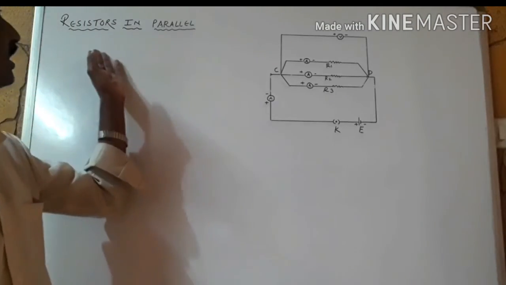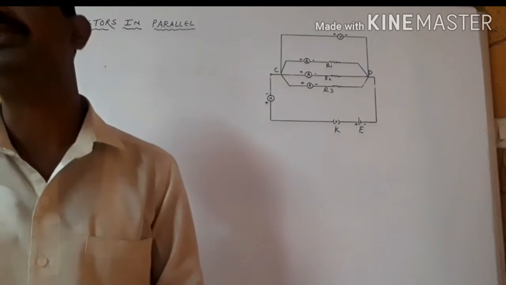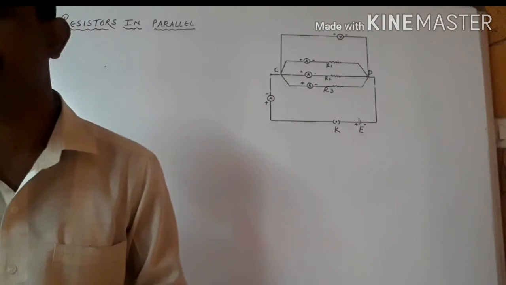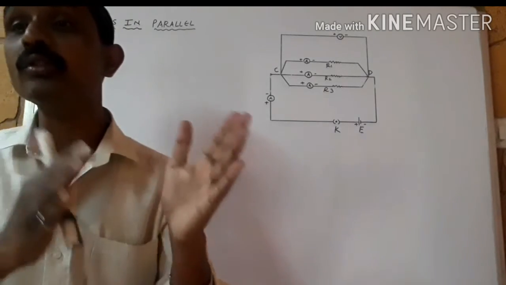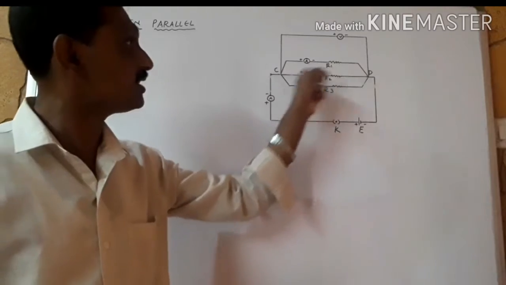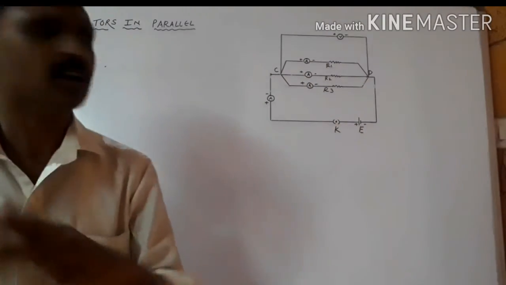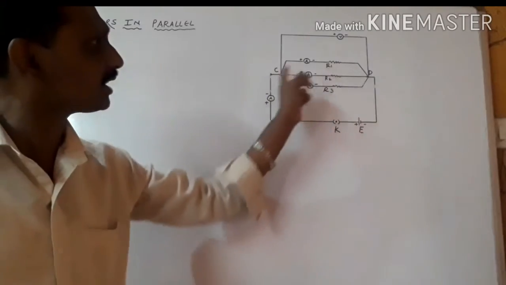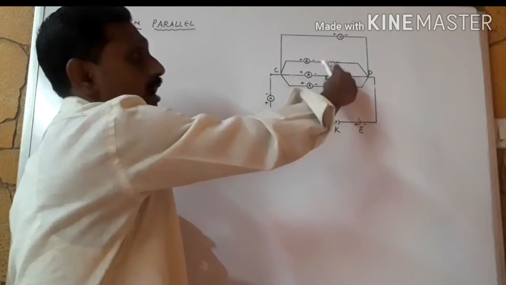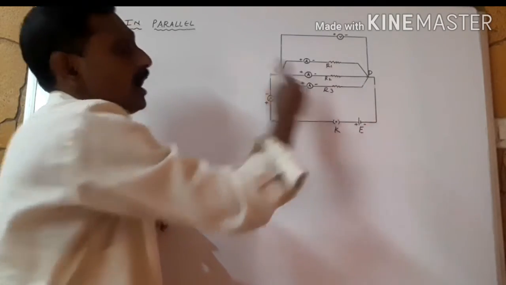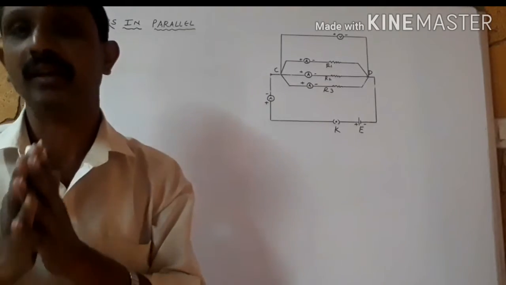Let us study resistors in parallel. When do we say that the resistors are connected in parallel? When their ends are connected to both the sides as shown in the figure. Now here we have resistor R1, resistor R2 and resistor R3. All three resistors are connected in parallel.